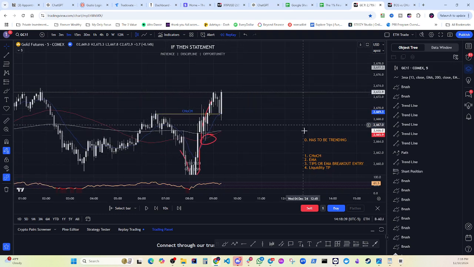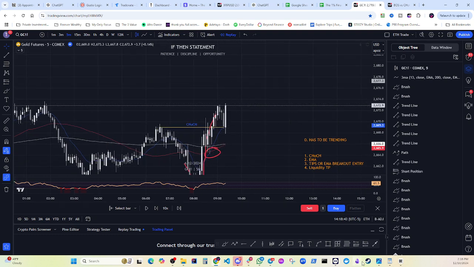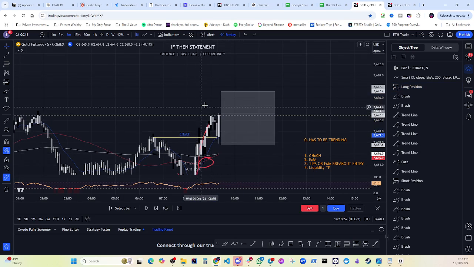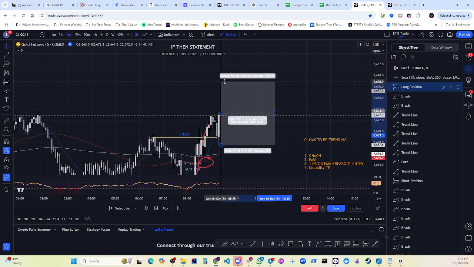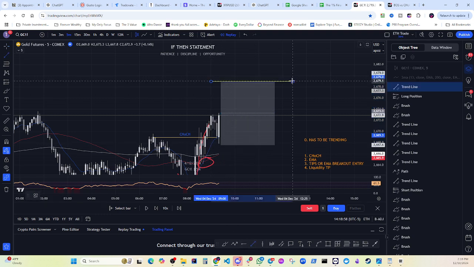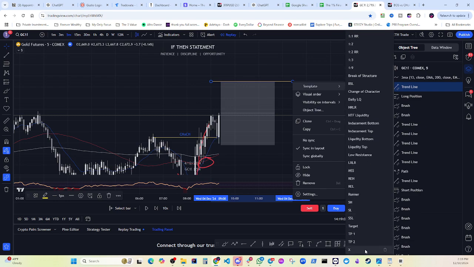The change of character, cool, check mark. The EMAs, cool, check mark. This is an entry candlestick, that's a bullish engulfing. I'm going to enter when price comes above that candle. I'm going to put the stop loss right there. 1:1 for TP1. For TP2, you always want to leave a runner, so you can always maximize on the trade.